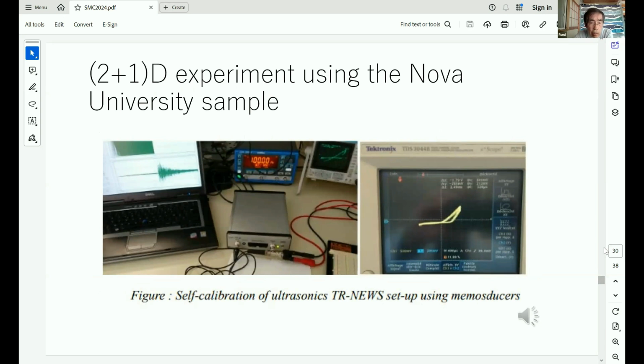And to compare the simulation with the experiment, we did the 2+1 dimensional experiment using Nova University samples. This is the experimental setup, and the hysteresis effect is shown here.